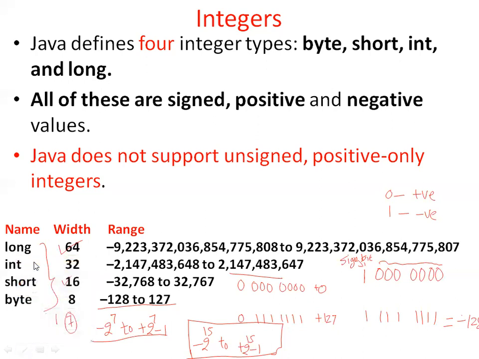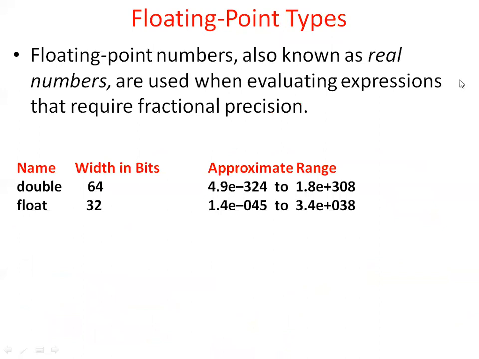Now, this is about the integer types. Now floating point types. Floating point types are also known as real numbers. Real numbers means numbers containing a decimal point, with a fractional part, and these are used when evaluating expressions. Say, for example, you want to find out weight or height. Those are real types of numbers. Height is 5.2, or say 5.1. Such kinds of numbers we need to express using floating point types.